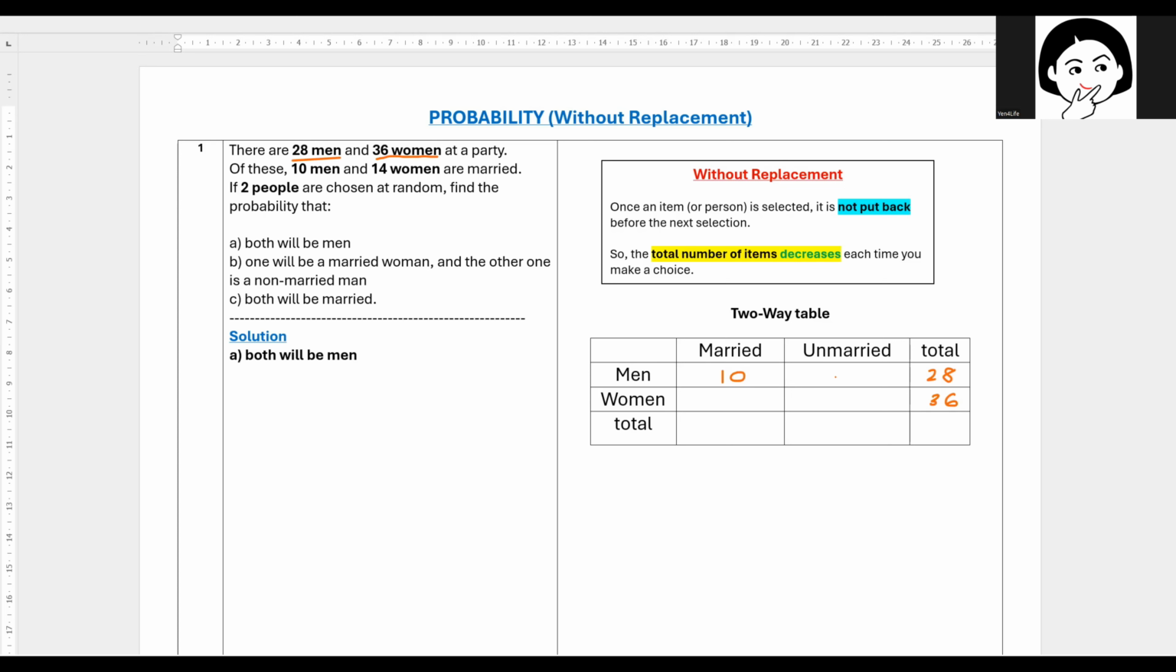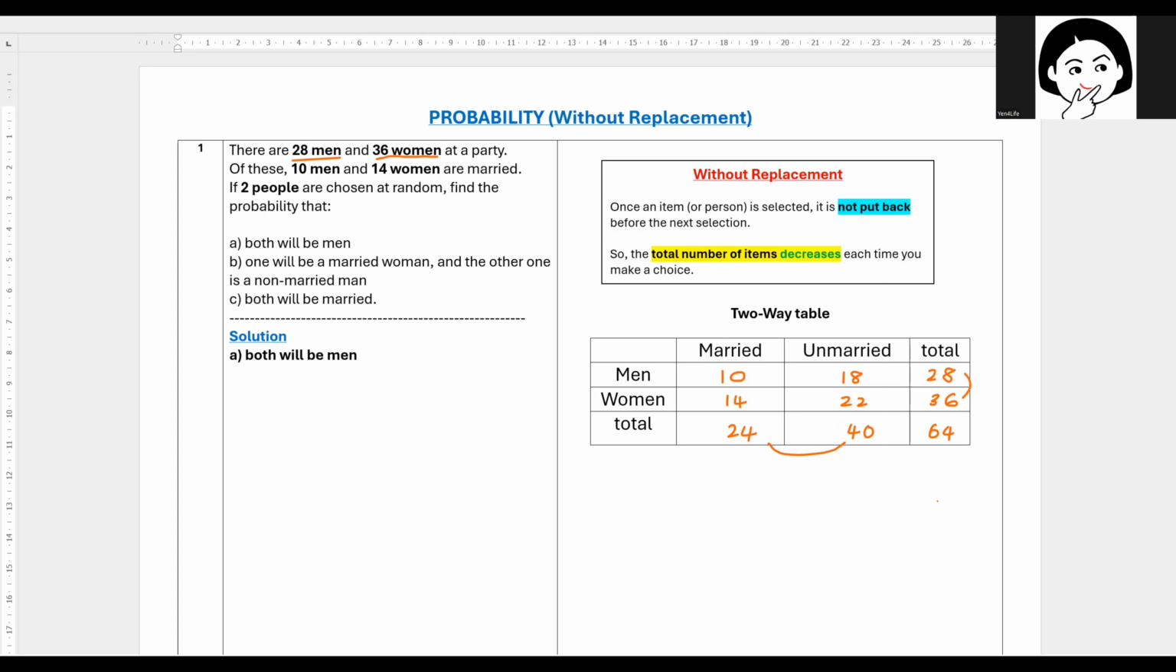Now, automatically, unmarried will be 28 take away 10, which is 18. And then 14 women are married, so I'm going to put 14 here. And unmarried will be 36 take away 14, which is 22. Now, let's put all the totals. There are 24 married people and 40 unmarried people. And altogether, 64. These two also add up to 64, so I think we are quite safe.